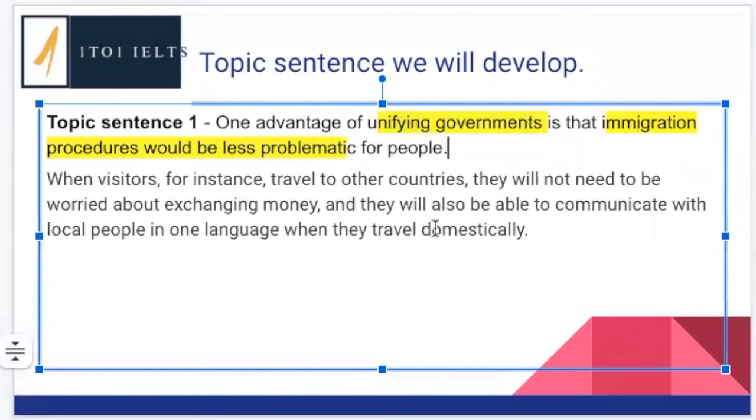So when writing your examples, highlight the key parts of your topic sentence, like I have here. So you've got unifying governments, immigration procedures. So make sure that you've highlighted the key parts so that we're only addressing that when we write an example. Because at the moment, this would not be supporting our main idea because we're not addressing immigration procedures.